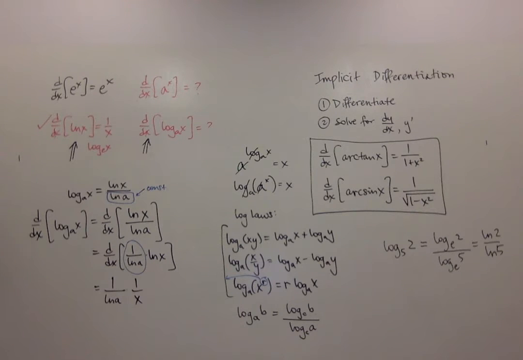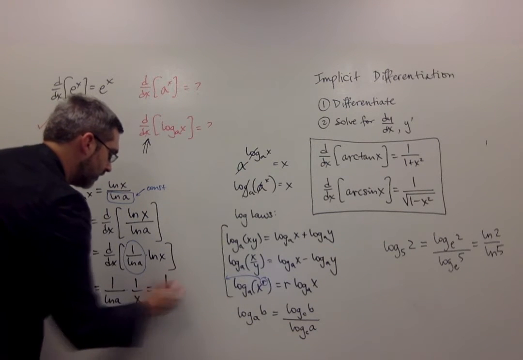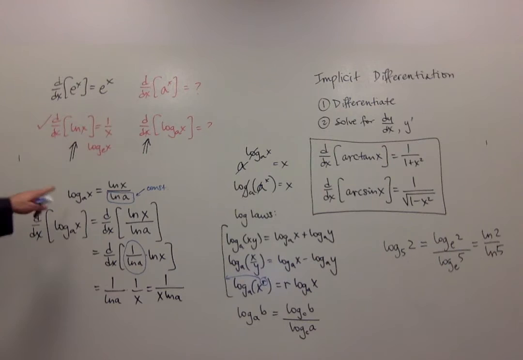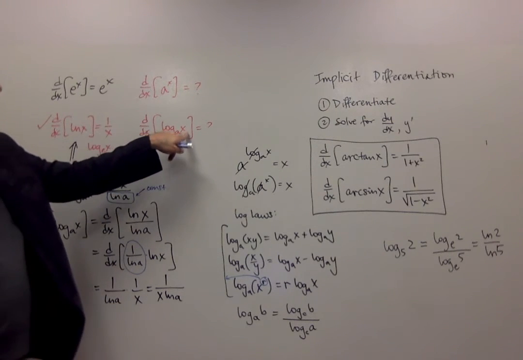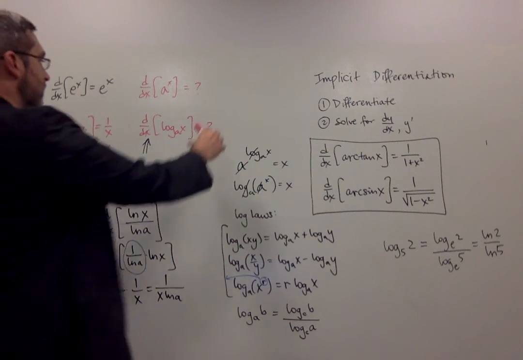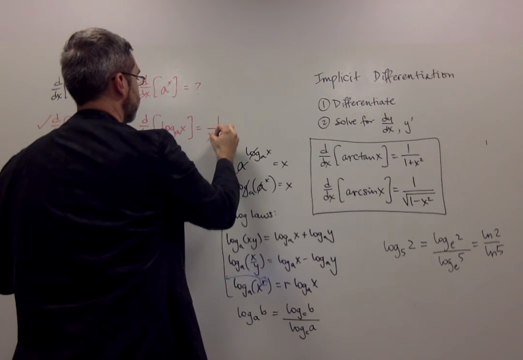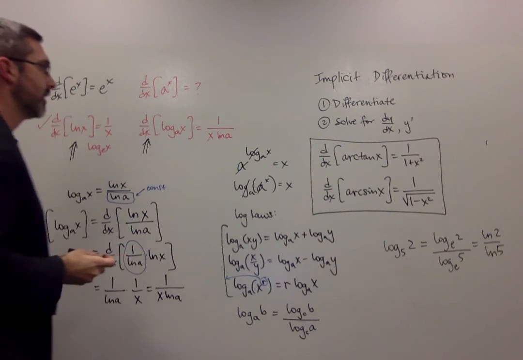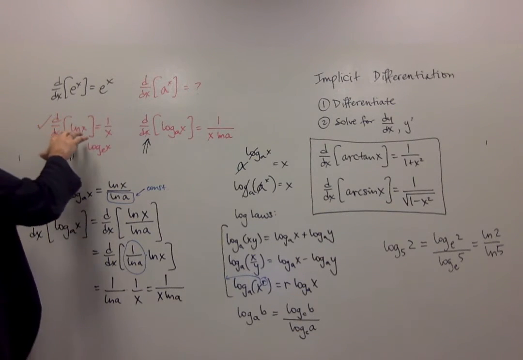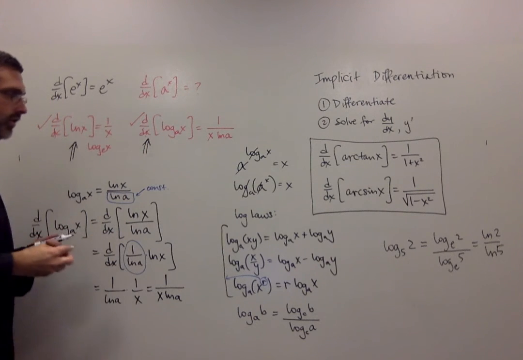So that gives us our new formula, 1 over x natural log a. So the derivative of log base a of x is 1 over x natural log of a. Okay, so we now have a formula for how to differentiate natural log and log base any other base.